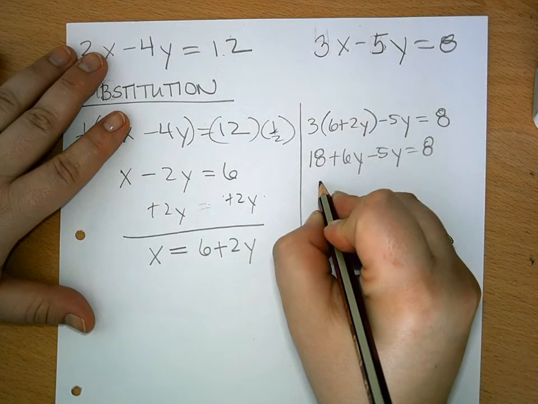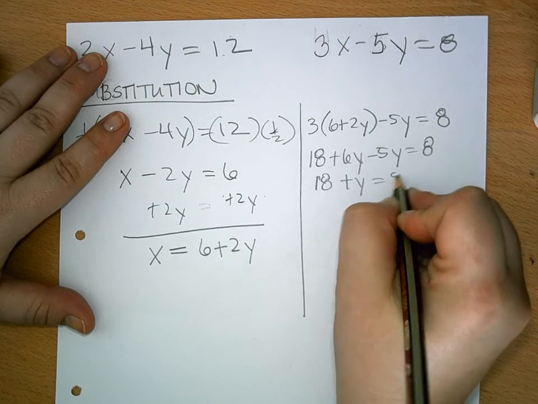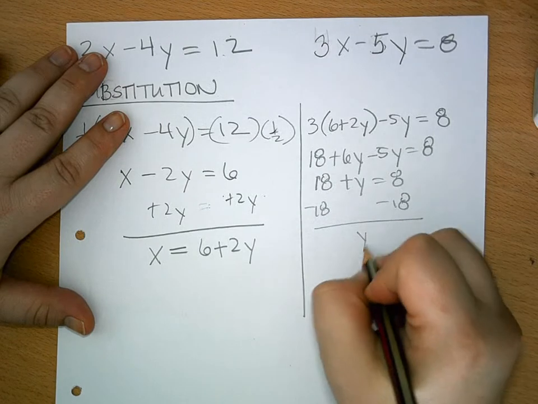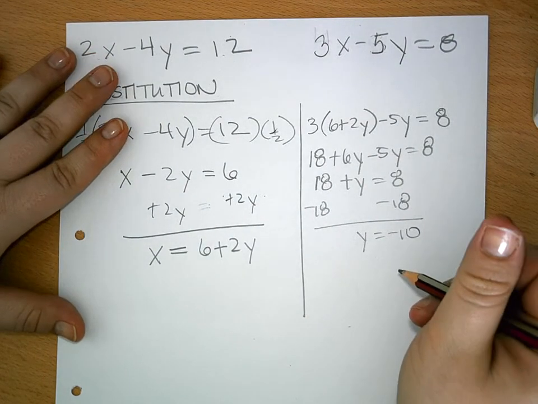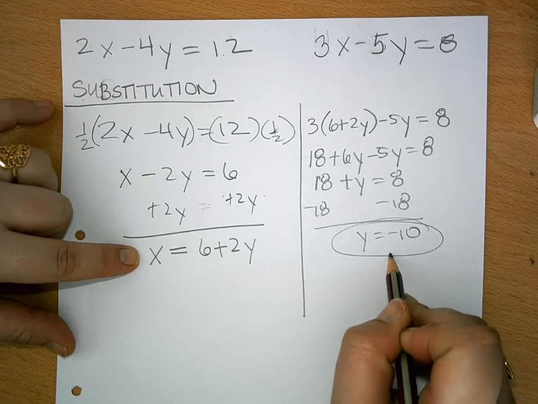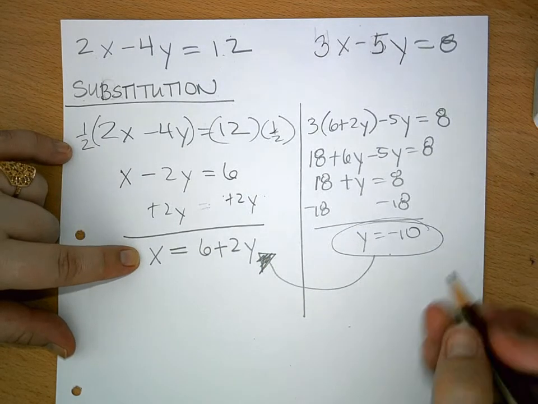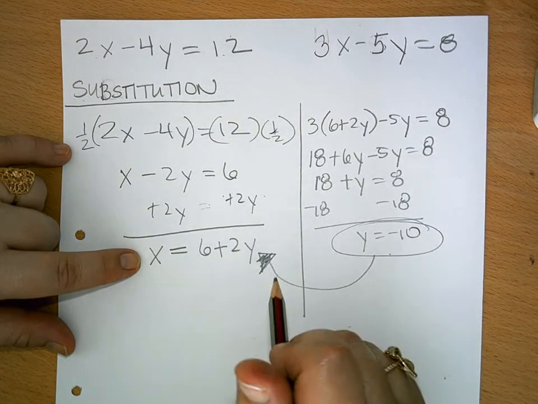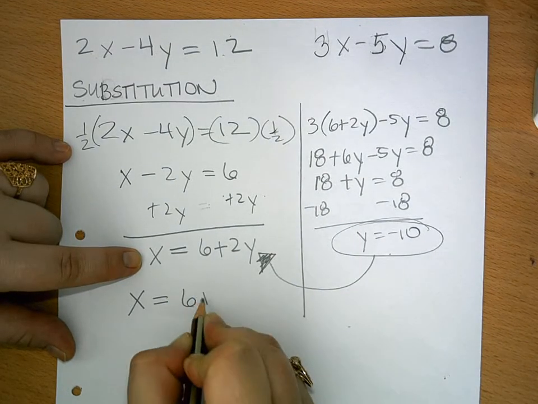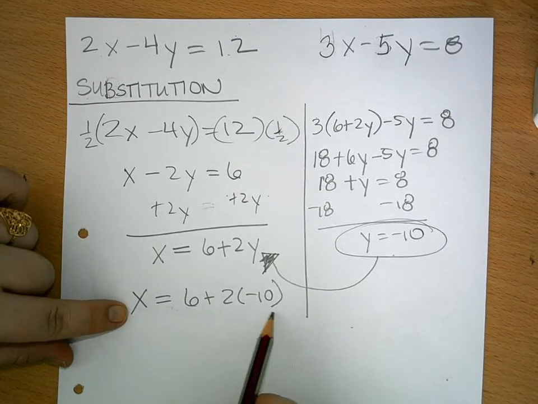Now, combine like terms. Subtract 18 on both sides, and you get that y is equal to -10. Much like what we did last time, we're going to take the value of y, and we're going to substitute it in for y in our original equation, in the other equation that we solved for x. Since we already have it solved for, we can easily evaluate.